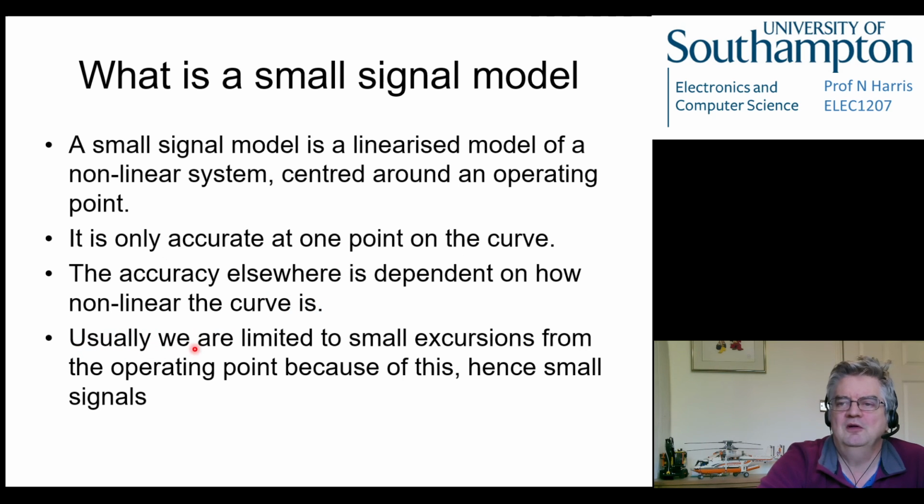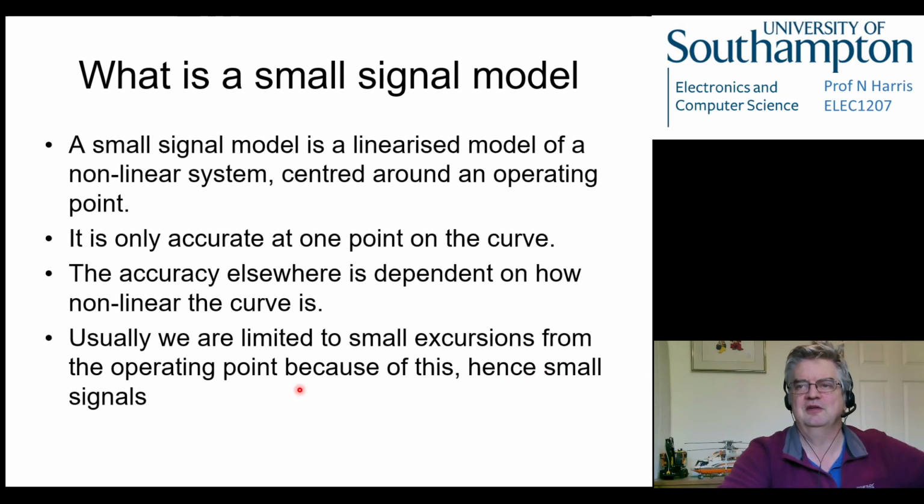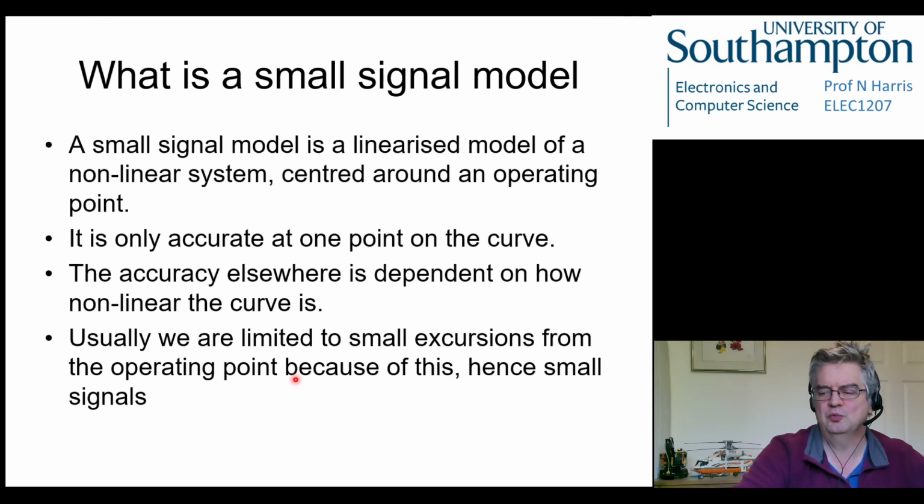So usually we are limited to small excursions, small changes from this operating point, because it starts to become non-linear quite quickly away from that. Hence small signals. So we have to deal with small signals. So this is why it's linear. We're allowed to linearize things for small signals because the error is small. Once you start putting big signals in, the error gets bigger.